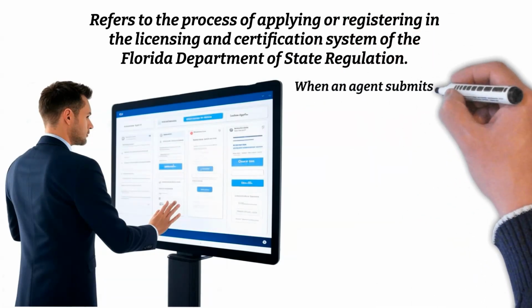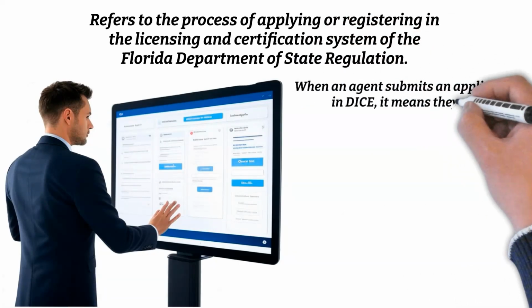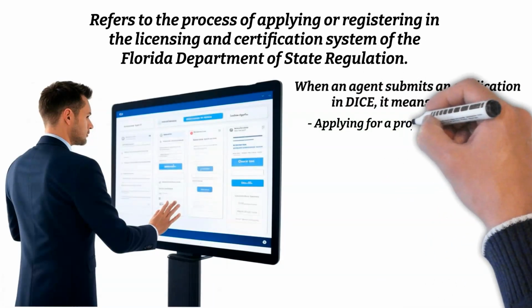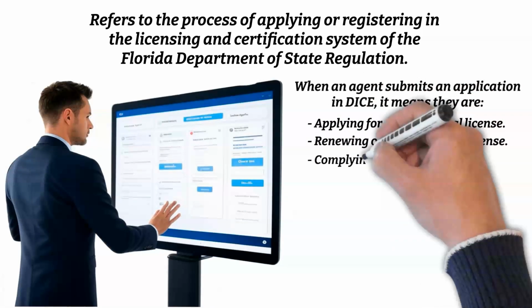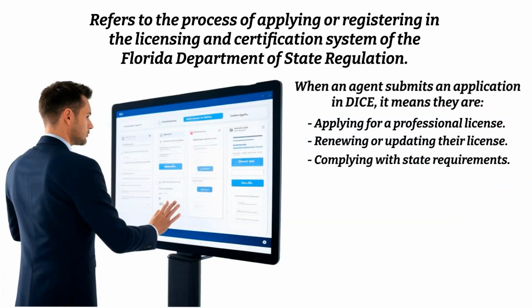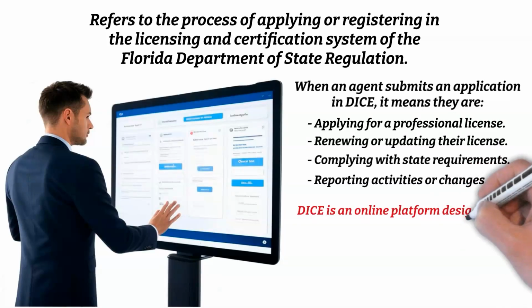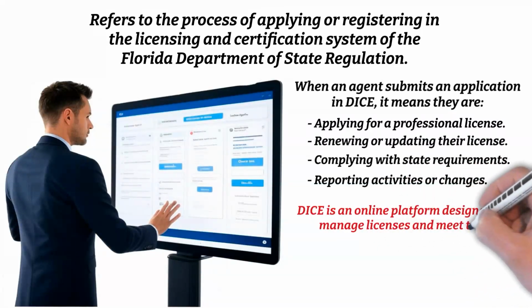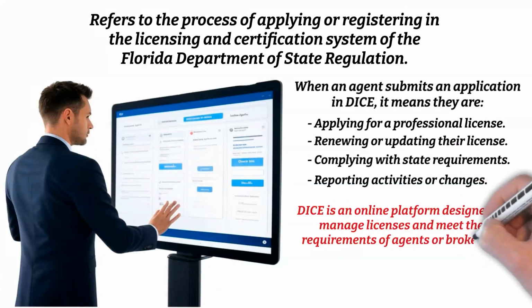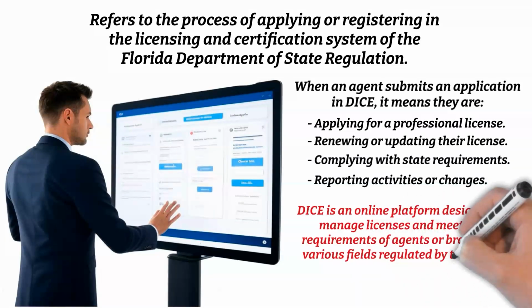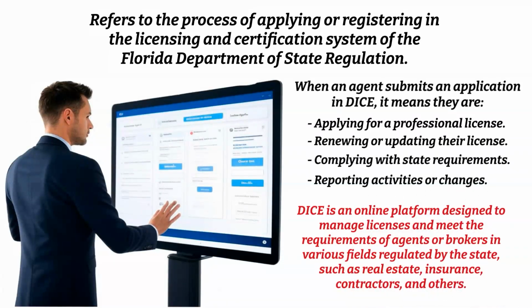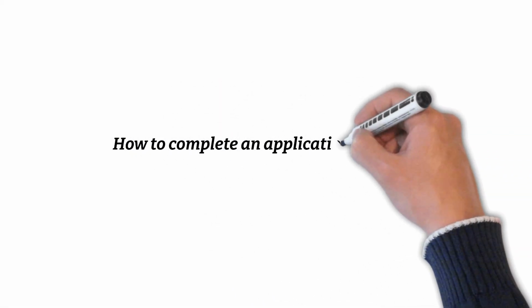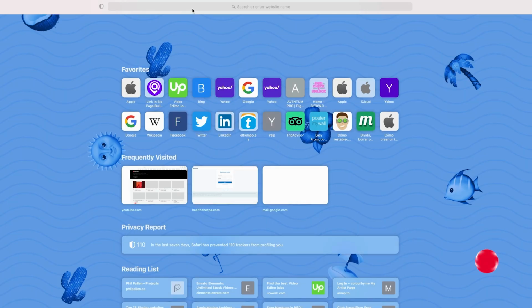When an agent submits an application in DICE, it means they are applying for a professional license, renewing or updating their license, complying with state requirements, reporting activities or changes. DICE is an online platform designed to manage licenses and meet the requirements of agents or brokers in various fields regulated by the state, such as real estate, insurance, contractors, and others. So, how to complete an application in DICE?